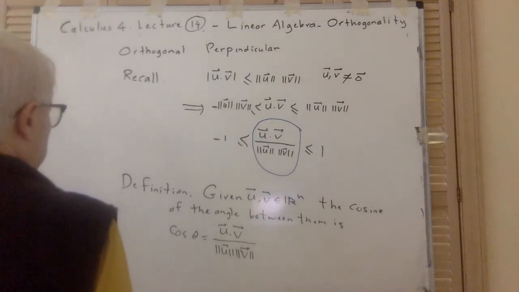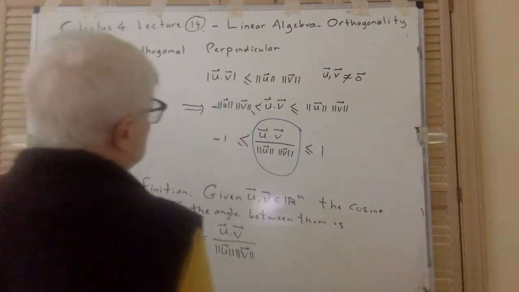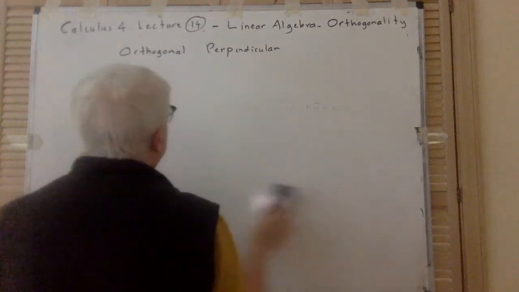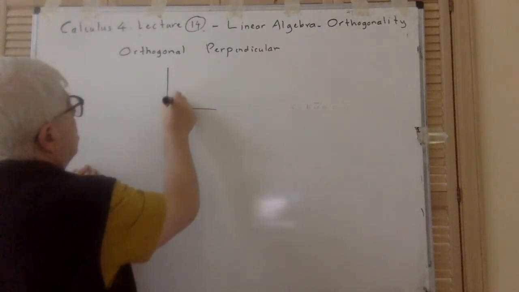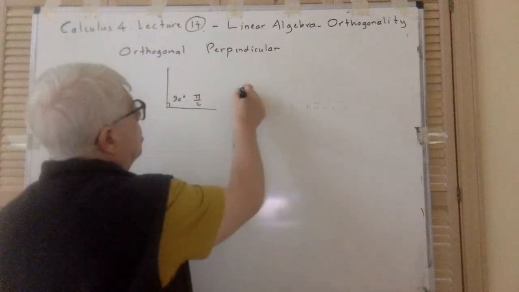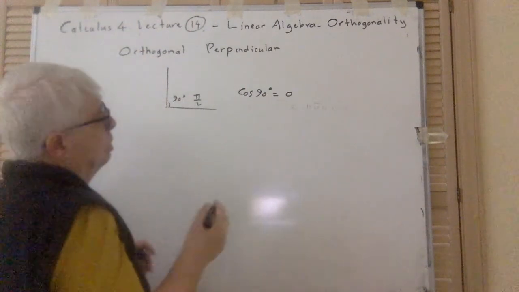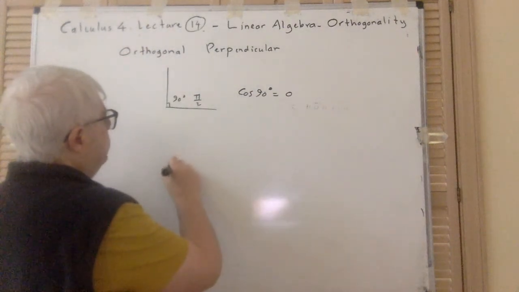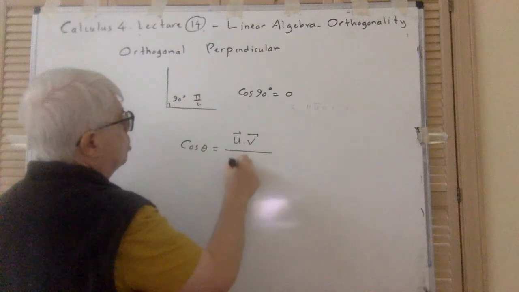Okay, so what does orthogonal mean? Orthogonal means perpendicular, right? Let me erase this. So I have orthogonal and perpendicular over there. Perpendicular or orthogonal means that this angle is 90 degrees or pi over 2. What is cosine of 90? 0. Cosine of 90 is 0. So if cosine of some theta is 0, how should I say that? I can relate this to the definition of cosine theta for vectors in Rn.